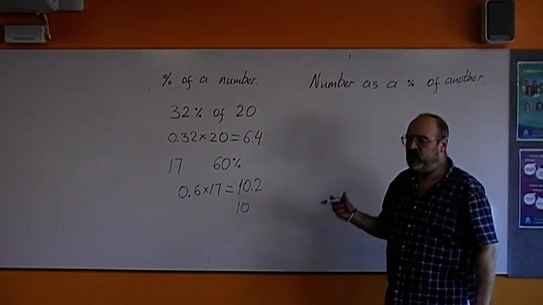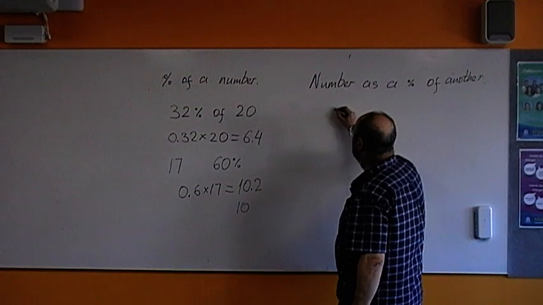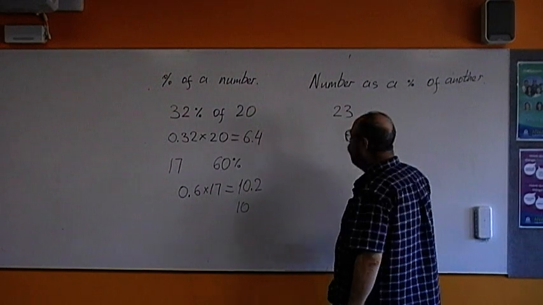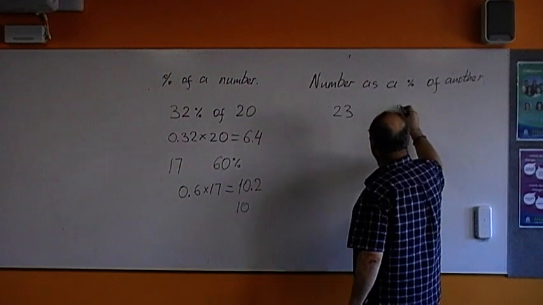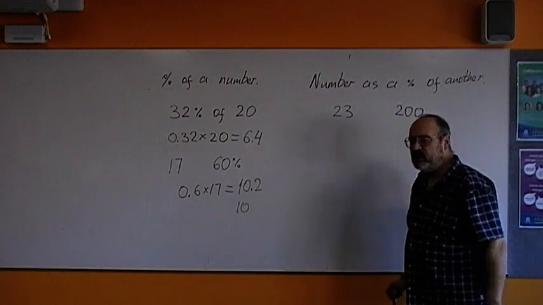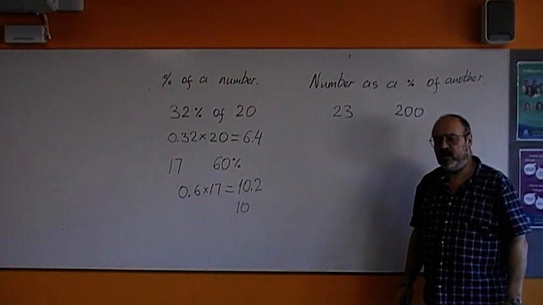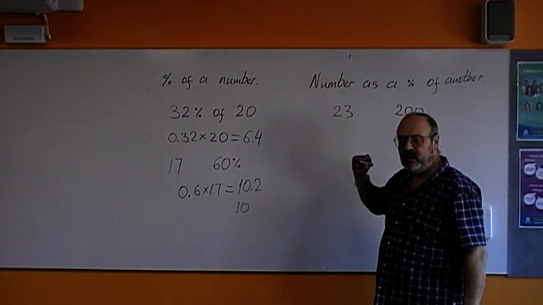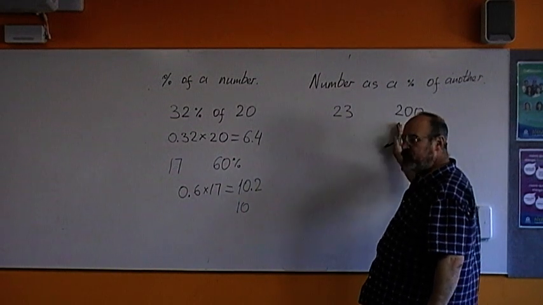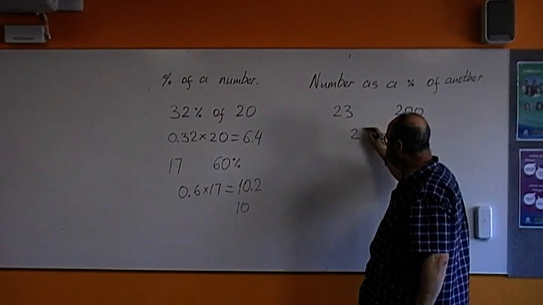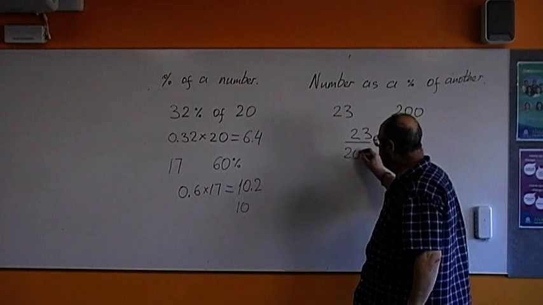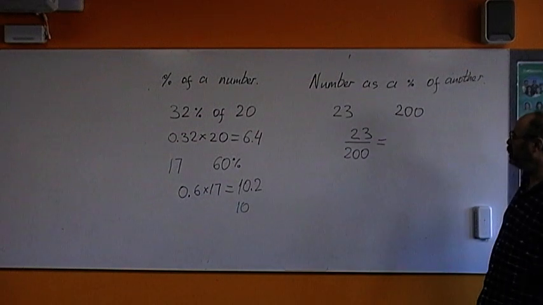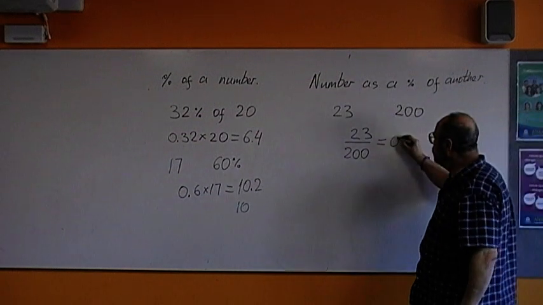Now, finding a number as a percentage of another. So let's find what 23 is as a percentage of 200. We need to divide: 23 divided by 200, to find 23 as a percentage of this.